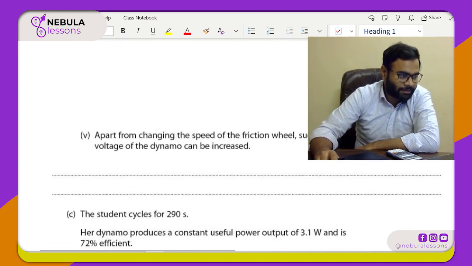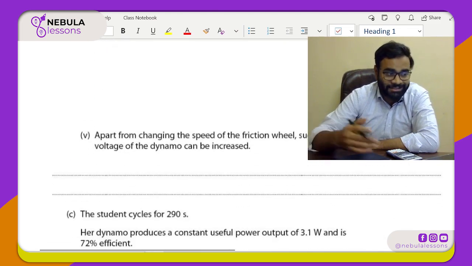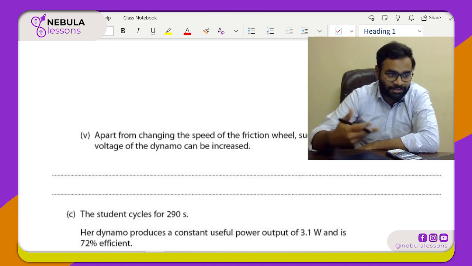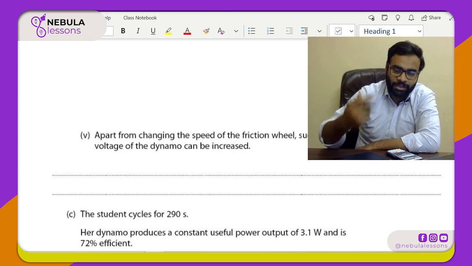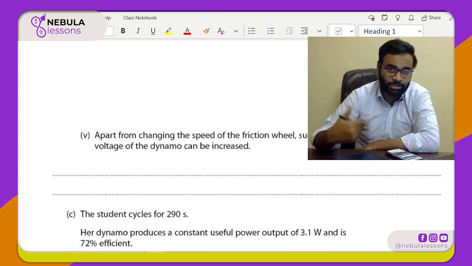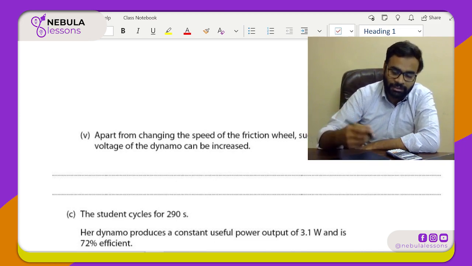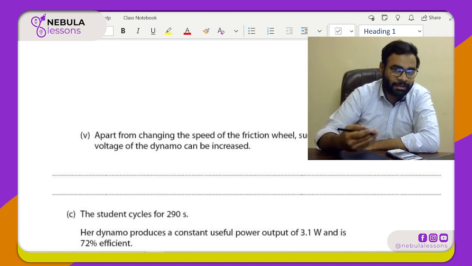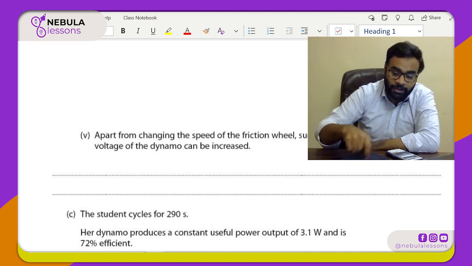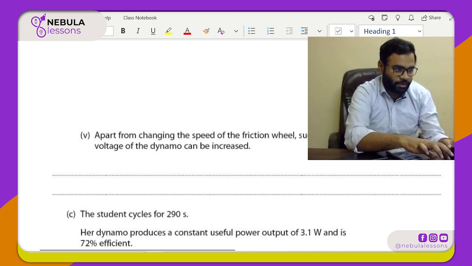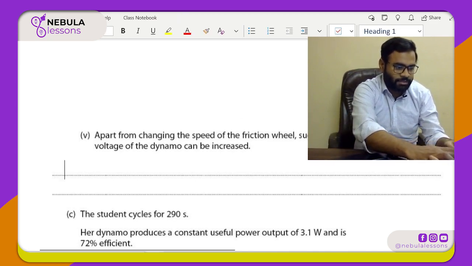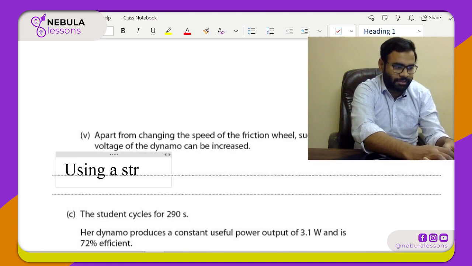All right, and the next part is asking, apart from changing the speed of the friction wheel, suggest how the output voltage of the dynamo can be increased. That means you have to increase the magnitude of induced EMF. So if you can recall the factors, what you can do to increase the magnitude of induced EMF, you can use a stronger magnet. So using a stronger magnet, that's one way.